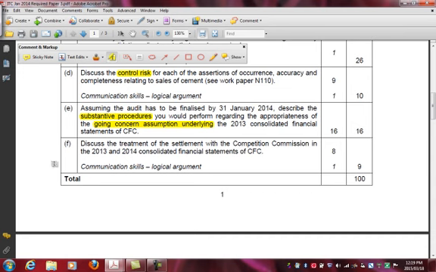Okay. Guys, I'm going to stop there. I would suggest that you now go and attempt this question on your own and have a look at the solution. If you do have any questions on the question or solution, you are welcome to come and ask me.